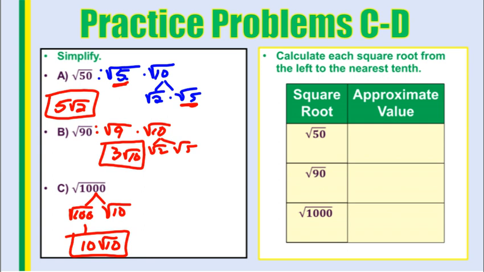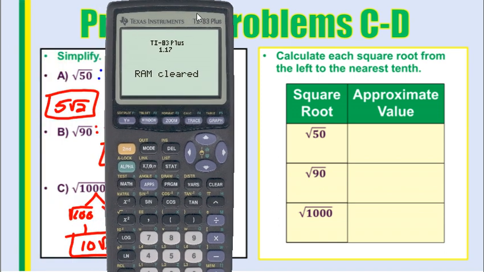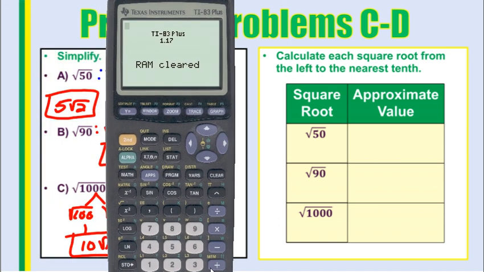Then it says calculate each square root from the left to the nearest tenth. So here is where we're going to use our calculators. Let me get my calculator out here. To find the square root of 50, on my calculator I have to hit second, and then the x squared button. So square root of 50, hit enter, and it tells me 7.07.